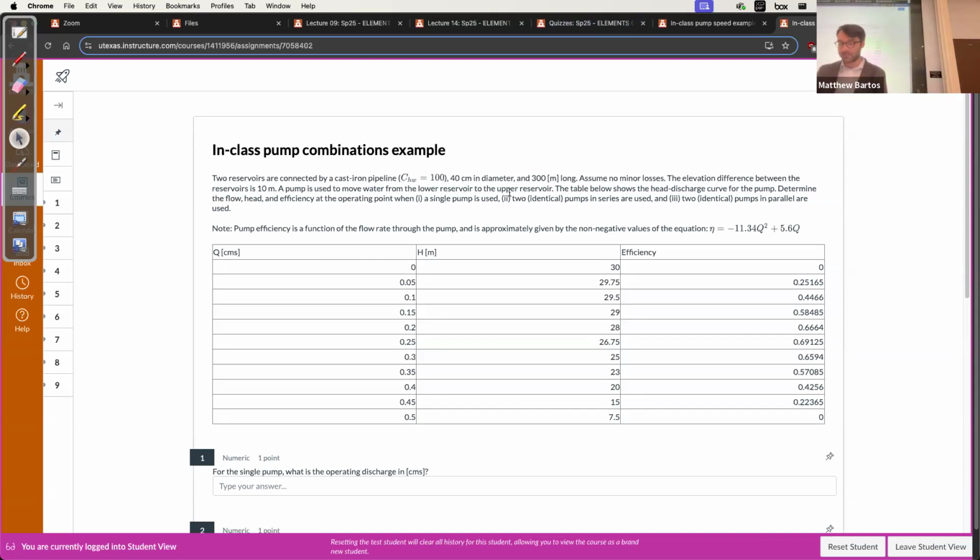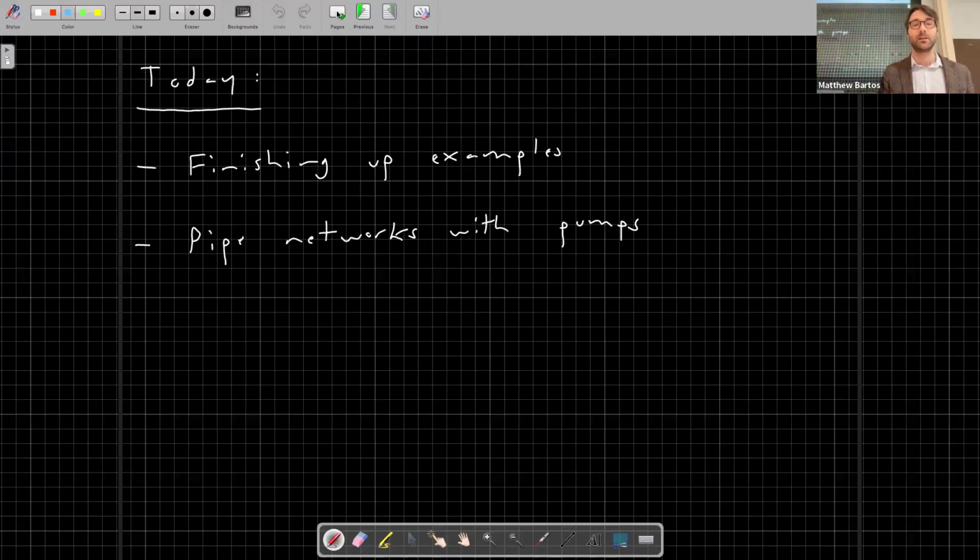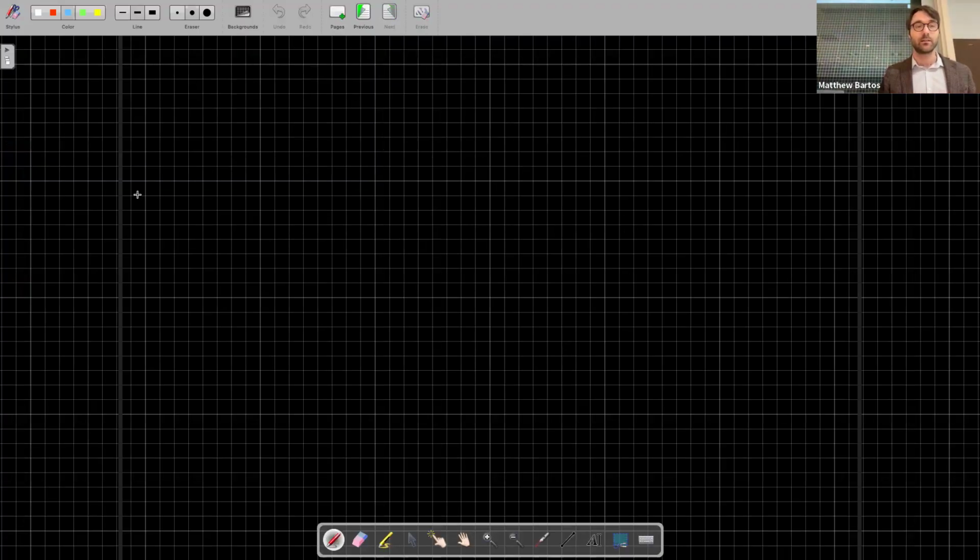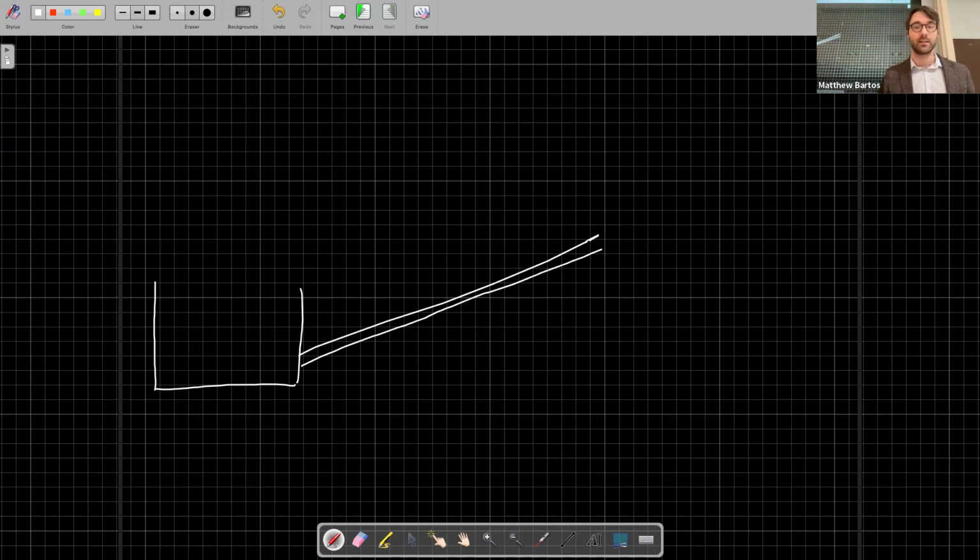So again, this is the same problem that we looked at last time, except now instead of changing the pump speed, we're going to be changing the configuration of the pumps. Again, we have two reservoirs. There's an elevation difference of 10 meters, I believe, between the two reservoirs.